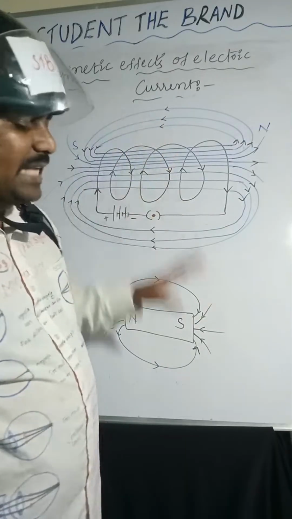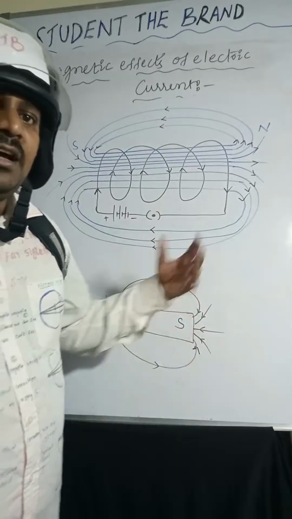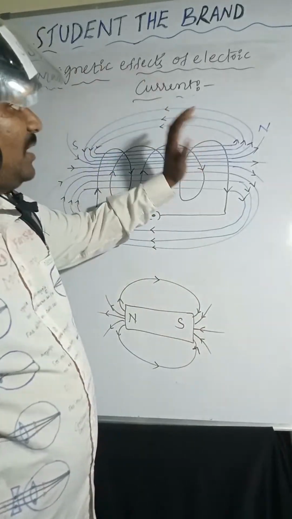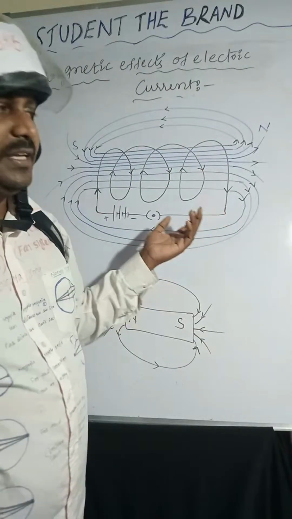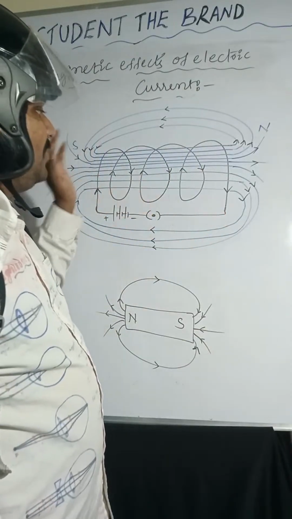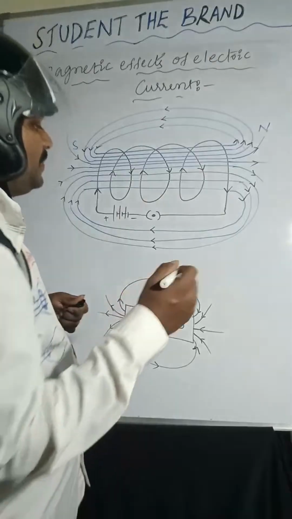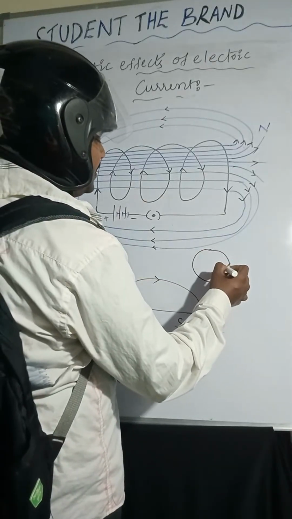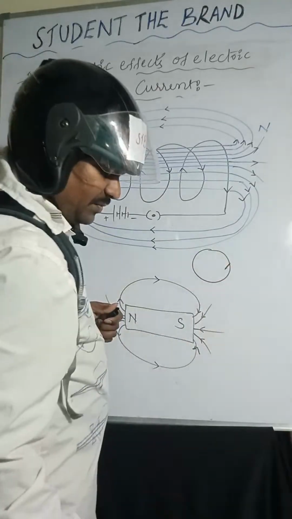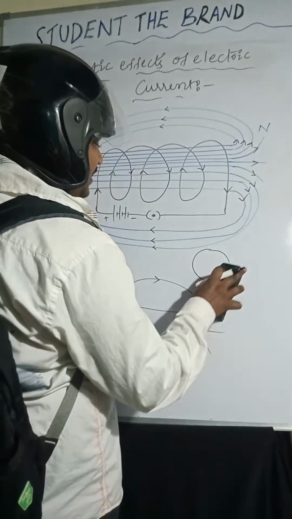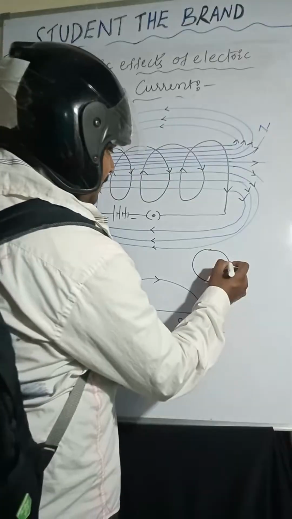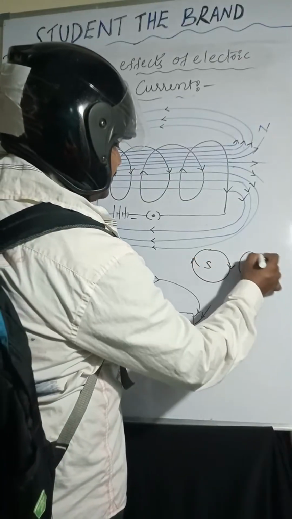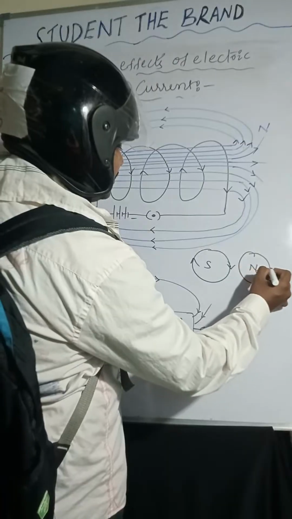If you suspend a bar magnet, it always shows the north and south direction. Here also, if you suspend the solenoid, it always shows the north and south direction. Now, if the current is passing in the clockwise direction, that is the south pole. If the current is passing in the anti-clockwise direction, that is the north pole.